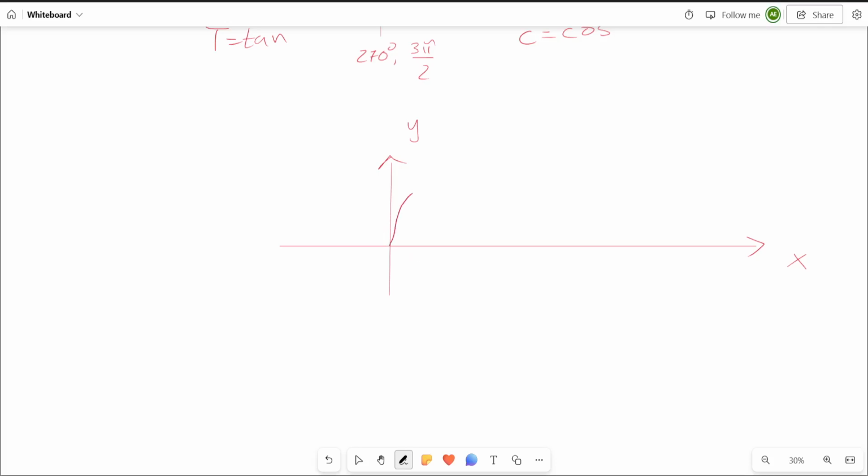So I will have something like this that looks like my sine curve. This is one complete cycle, so I know that this is 0. This part here is 90 degrees. This here is 180 degrees. This part over here is 270 degrees, and this part here is 360 degrees.